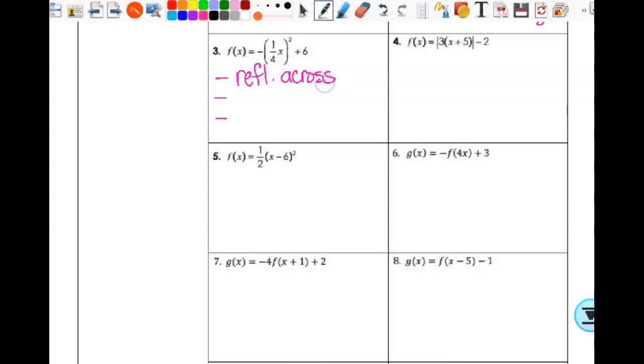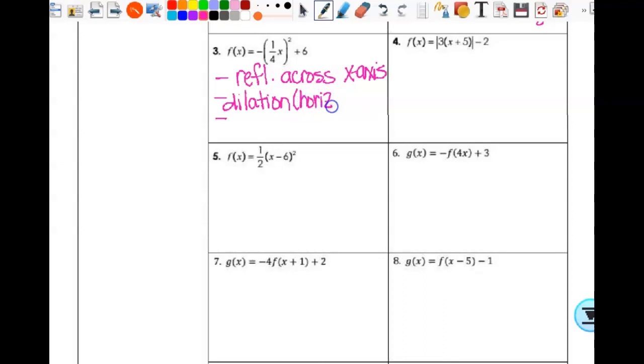Now, listen to my question. Does the negative sign affect x or affect y? It affects y, so we reflect across x. Good. Then we look at the 1/4. We are multiplying by a number, so what type of transformation do we have? Dilation. Does that 1/4 affect x or y? X. Okay, so it's a dilation, and it affects x, which makes this horizontal.